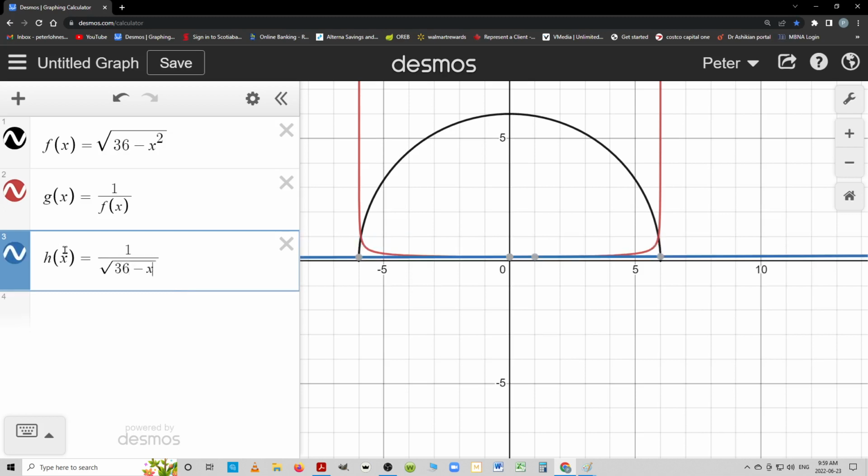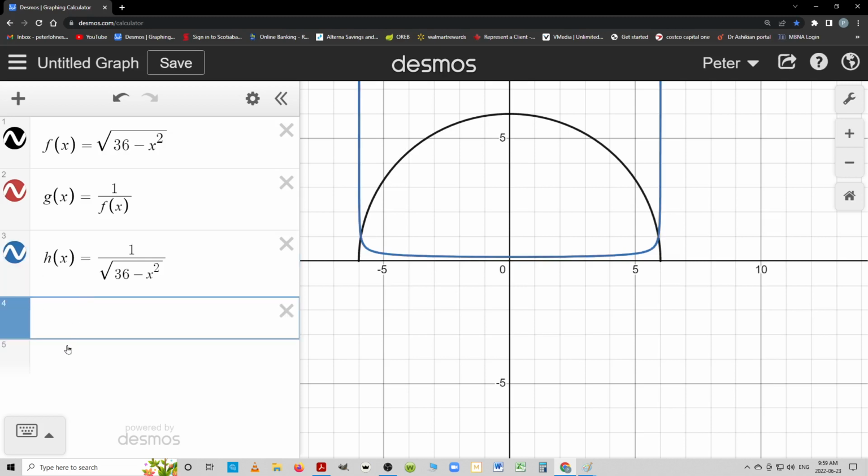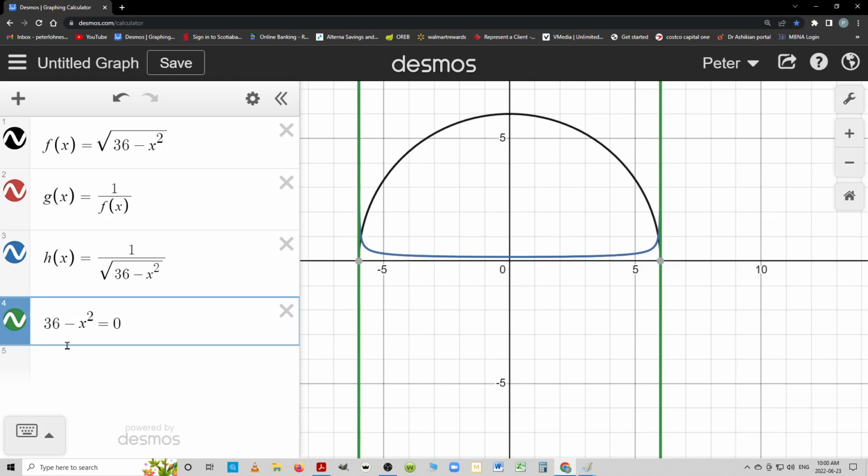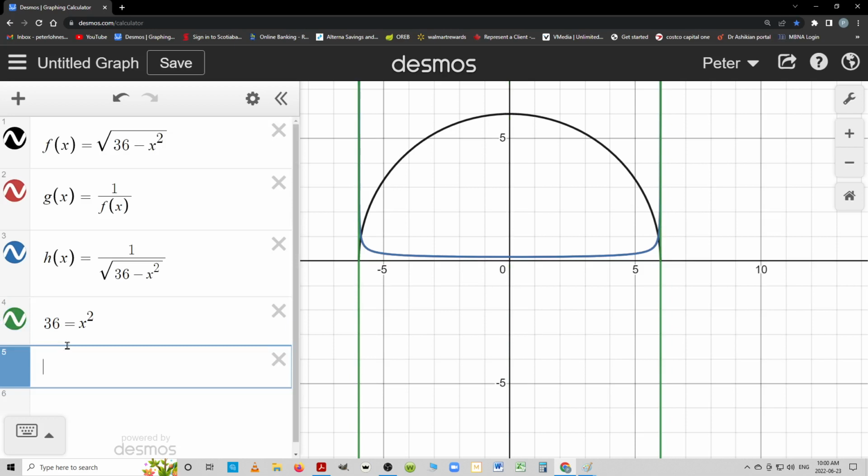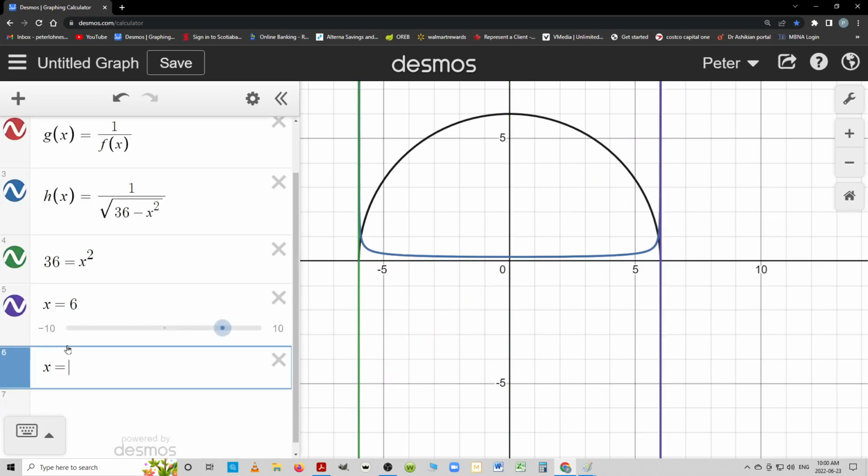To figure out the roots, you would set this equal to 0. First you square both sides. So you square the right side to stay 0. Then you add x squared to both sides. Then you square root. When you square root, you get x is equal to 6, and x is equal to minus 6. And that's your asymptotes. That's how you figure out your asymptotes.